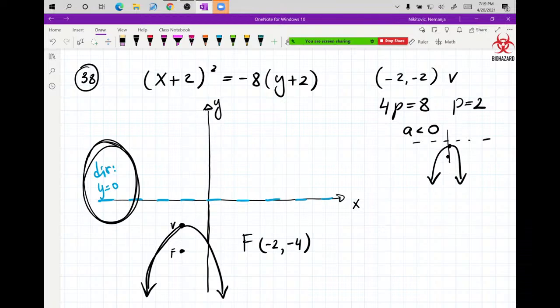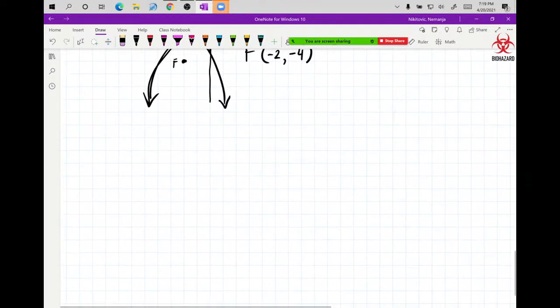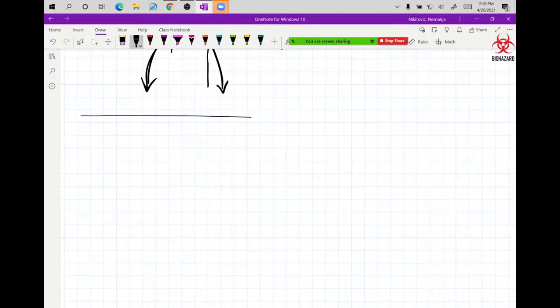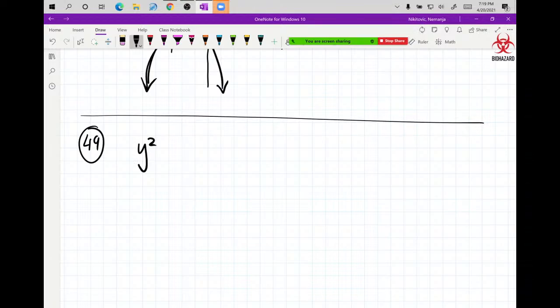And let's take a look at one more problem. See if we can get some nice values from here. Problem 49 is y² - 4x + 2y + 21 = 0. So this is given practically in the standard form, and you are supposed to do the completing the square to put it in the form that we use, right?